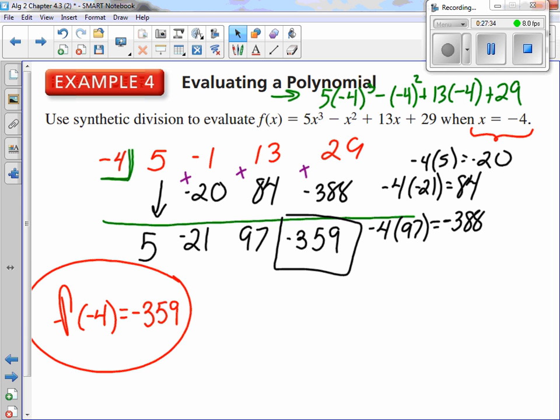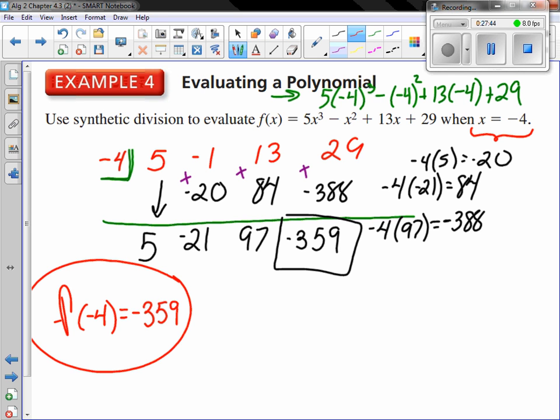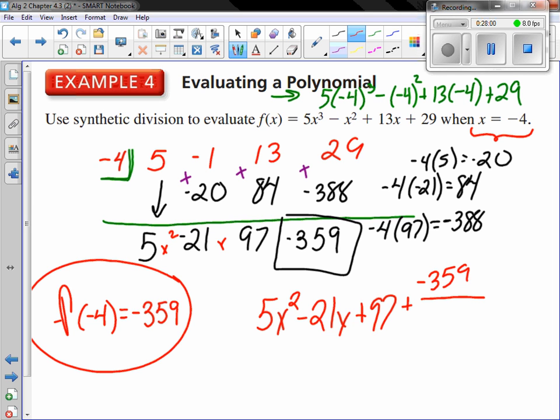Which one? Oh, this here? So this here, the 5, negative 21, and 97, this is our constant term, our term with x, and our term with x squared. So the polynomial, if we divide it, would be 5x squared minus 21x plus 97 plus negative 359, and it would be over x plus 4.